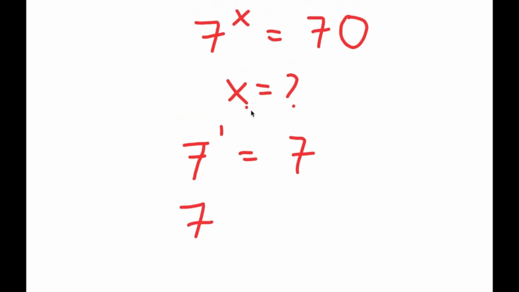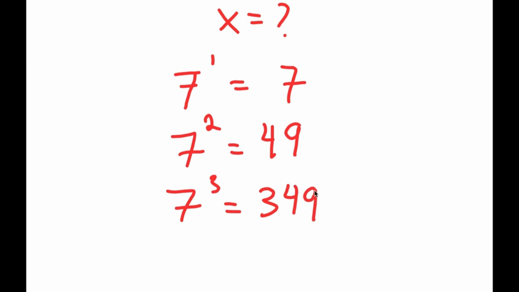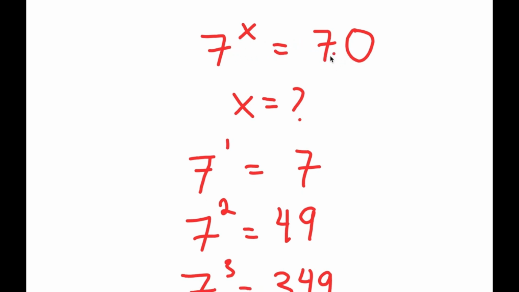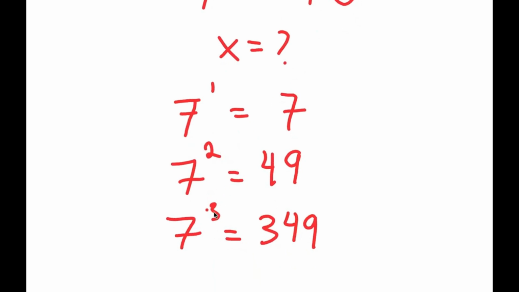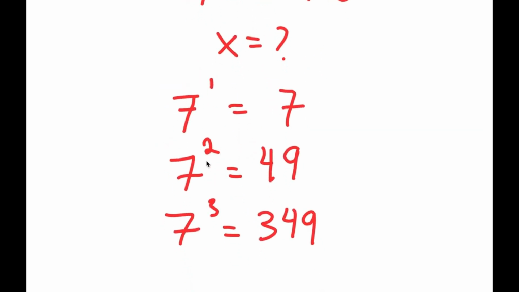Now, let's go one higher. Let's go 7 to the power of 2. This is equal to 49. And now let's go one higher. Let's go 7 to the power of 3. This is equal to 349. So notice how we're trying to find what value of x that we should take the power of 7 to equal 70, but even the number 3 results in a number much higher than 70, meaning the value of x is going to be a decimal somewhere in between 2 and 3.